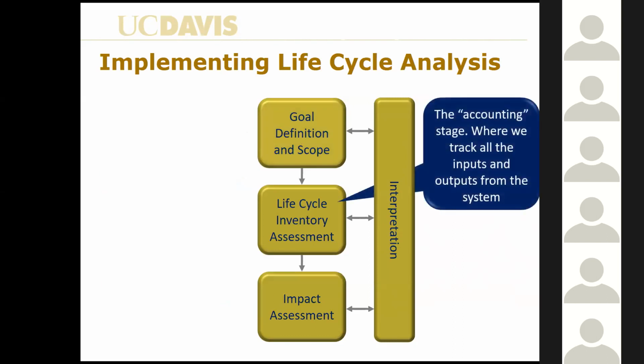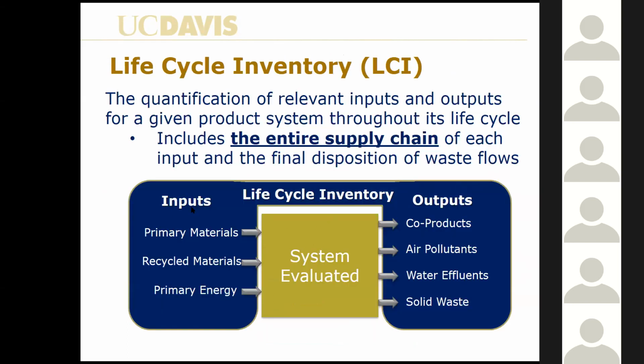For the life cycle inventory assessment, this is where we do the actual accounting, tracking those inputs and outputs. We often think about quantifying materials and energy, and then other key resources, maybe water, for example, going in. And then pollution in the form of air pollutants, water effluents, and wastes, as well as co-products. Co-products are things that are produced alongside the system that we're interested in. If we're doing an LCA of an entire pavement system or roadway system, co-products aren't necessarily relevant.